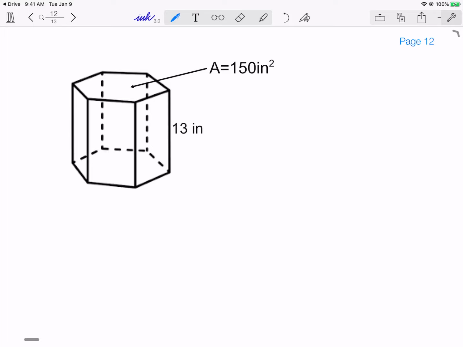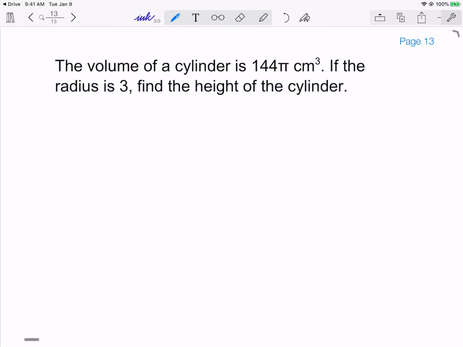Oh, the gods have been kind to me. They've given me the area of my base. They've told me that I have some base here, which is the same as the base parallel to it, and that area is 150, and the height is 13, the distance between those two bases, so my volume is simply 150 times 13, and when I type that in my calculator, I get 1,950 inches. Inches, not inches. Inches cubed. So when they give you the area, that's very generous.